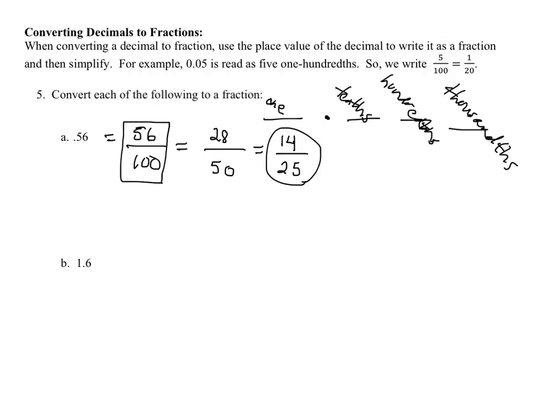How about 1.6? Well, the 0.6 is 6/10, so it's 1 6/10. Done. Well, not really done because you really have to simplify. 2 goes into both. 2 goes into 6 3 times. 2 goes into 10 5, and I'm done.